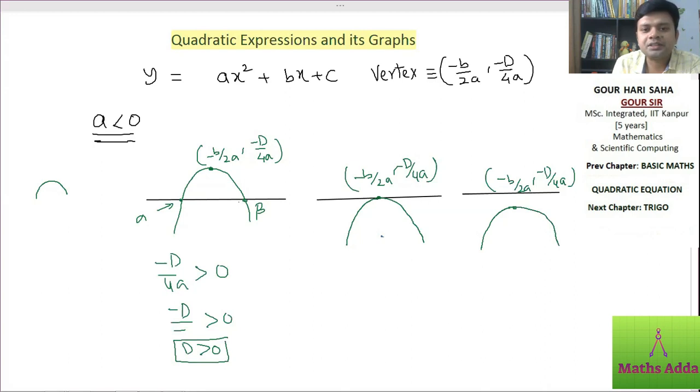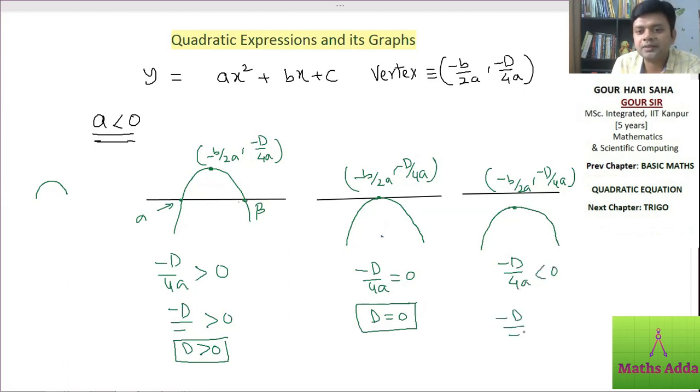Here when it touches the x-axis, this minus d by 4a should be 0. So minus d by 4a is equal to 0. So d is equal to 0 for equal roots. Now here minus d by 4a should be less than 0. So minus d by 4a is negative, d is less than 0 for no roots. See, it does not intersect the x-axis anywhere, so no roots. Clear. So this is how we will be plotting the graph of general quadratic expressions.